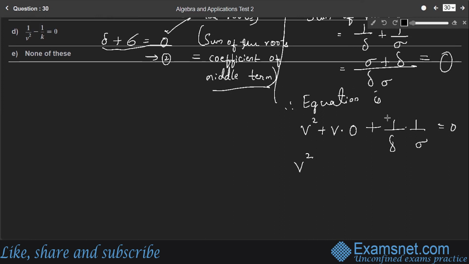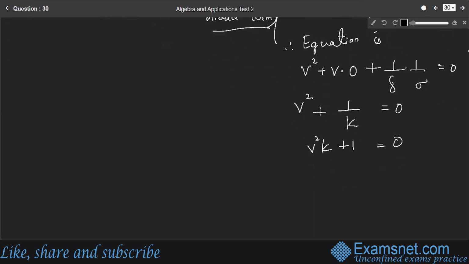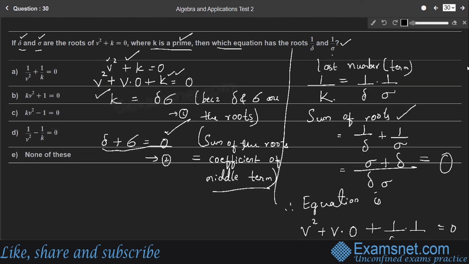Therefore, the equation becomes v square plus v into 0 is 0, and 1 by delta into sigma is 1 by k is equal to 0. Therefore, v square k plus 1 is equal to 0. Since k into 0 is 0, right? If you take the LCM also, there will not be any change in the value, right? If k is the LCM, when it goes to RHS, it becomes 0. Therefore, kv square plus 1 is equal to 0 is the new quadratic equation, right?